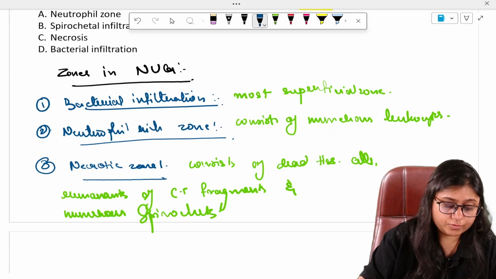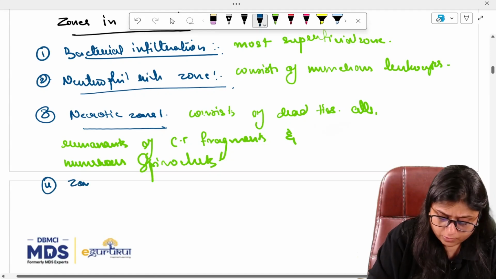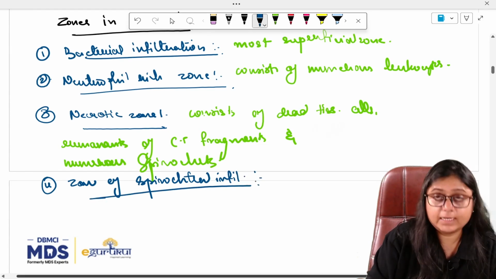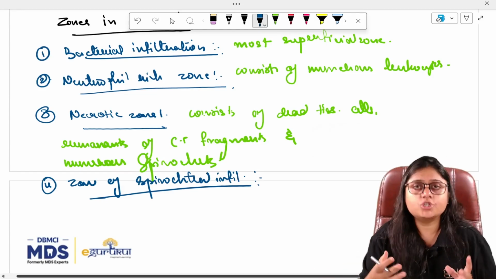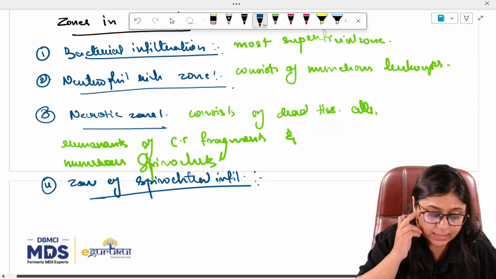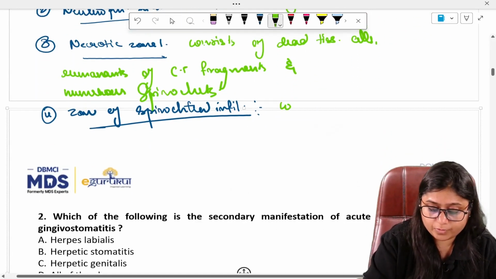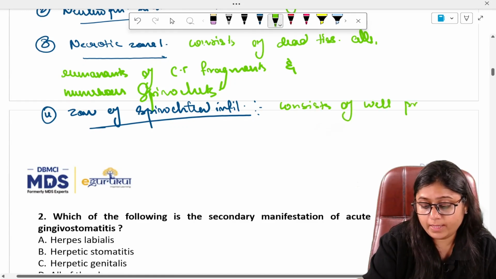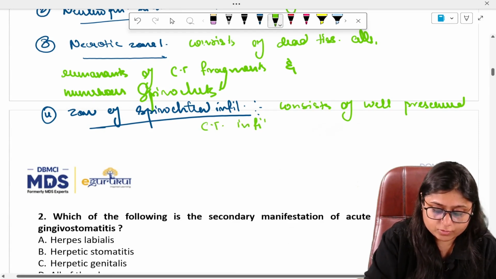Now the last and the fourth zone is the zone of spirochetal infiltration. Here, whatever remaining bacteria are there, they will cross the epithelium and enter into the connective tissue. It consists of medium and large size spirochetes. So it consists of well-preserved tissue, connective tissue infiltrated with spirochetes.